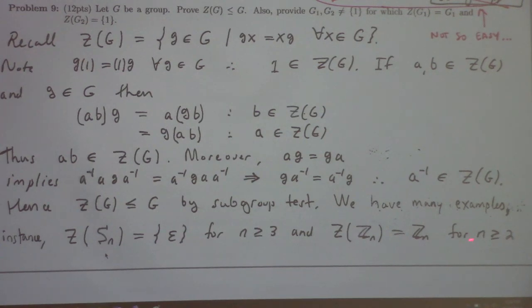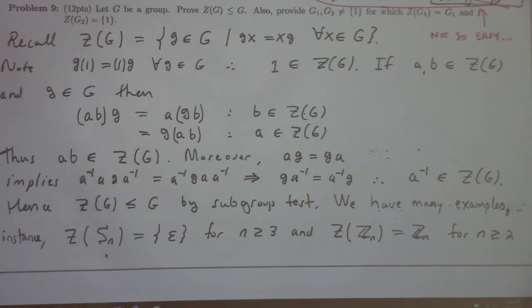Zn, n greater than or equal to 2 will do. Mostly just because we haven't talked about Z1, I don't know what that means. It's probably just the 0 group, but I digress. And then this one was an example we worked out in here. It's in the book that the symmetric group of order n for n greater than or equal to 3 has just the identity in its center.